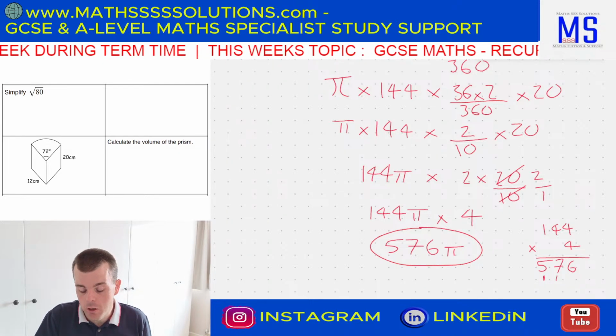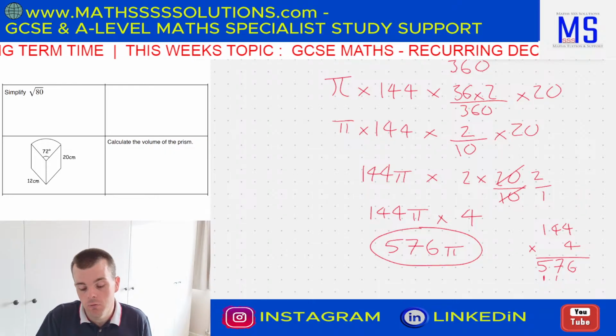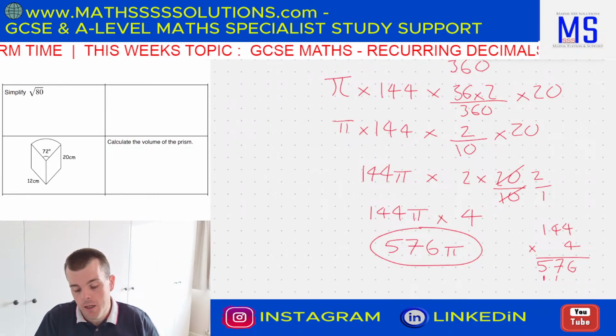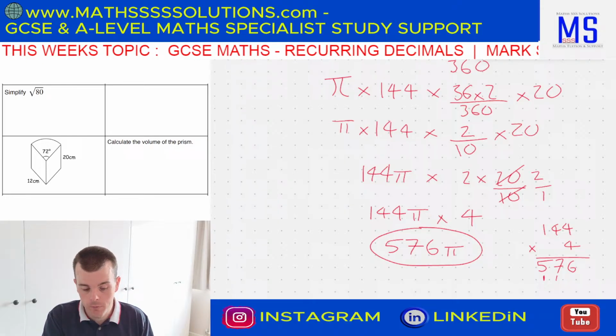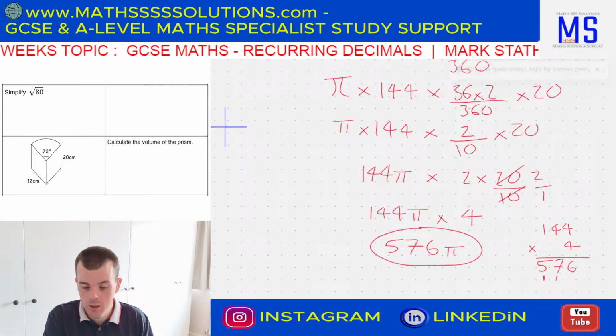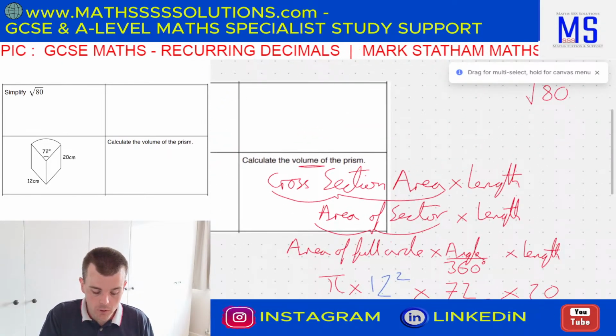Now obviously that can be done in a calculator. If you do 576 times pi in a calculator and round it to 3 significant figures, that would be how you get your answer on a calculator paper. But here I've done it the non-calculator method. You need to be familiar with both. Right, so that's a couple of start questions.